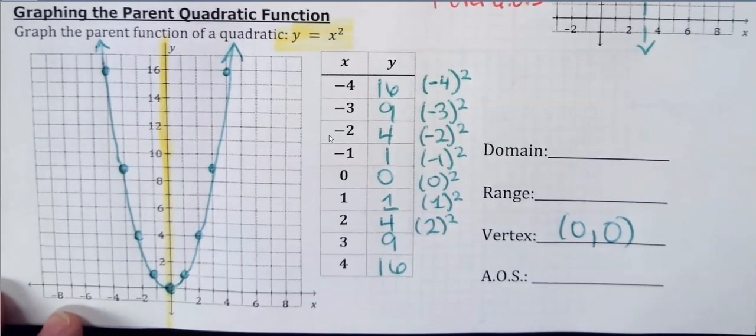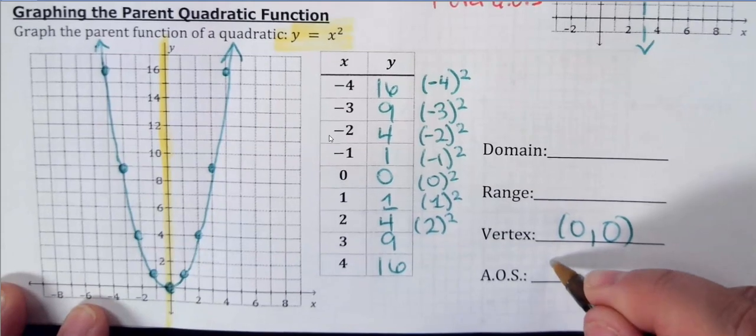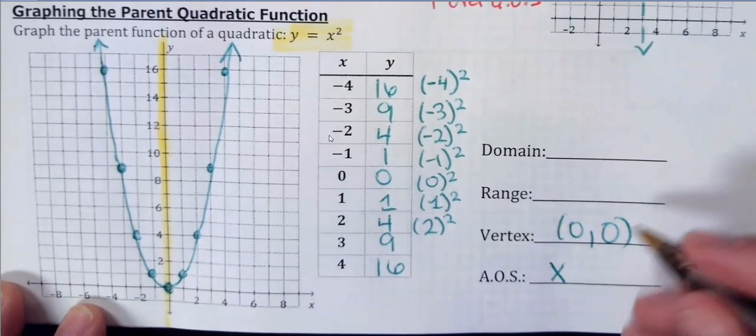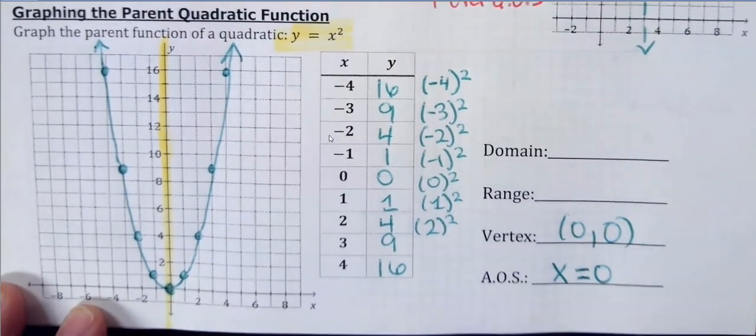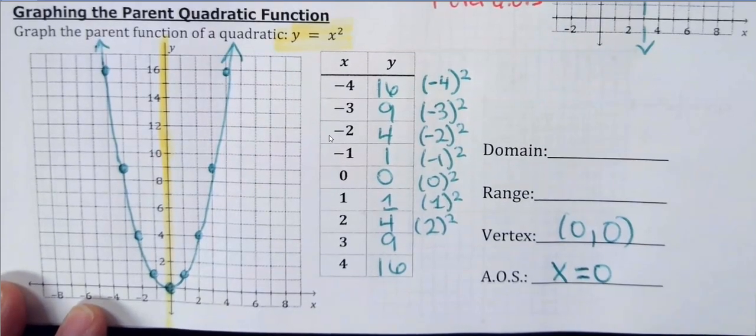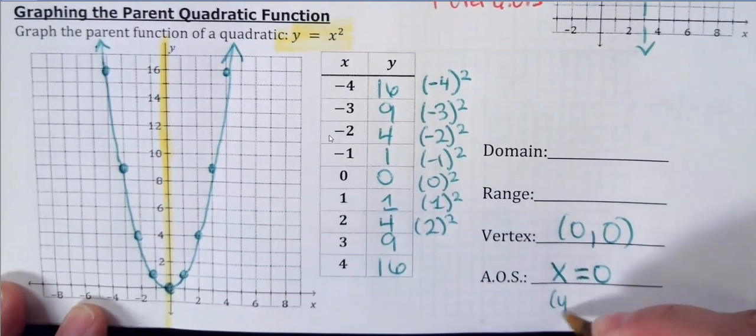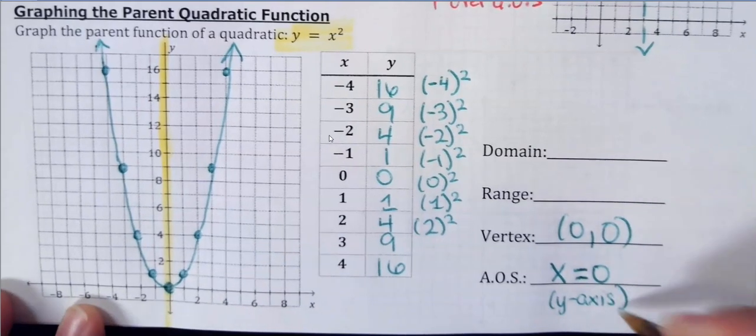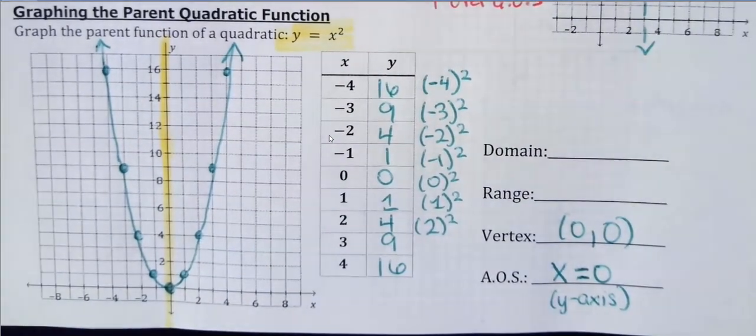But my axis of symmetry there, and I know this is weird because it's the y-axis, but it's actually the equation x equals 0. So it's a vertical line, and the equation of the y-axis is x equals 0. The y values change as you go up and down, but the x's are all 0.